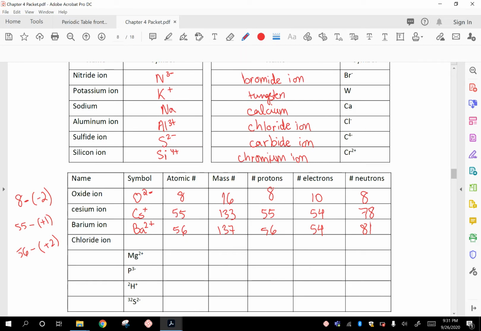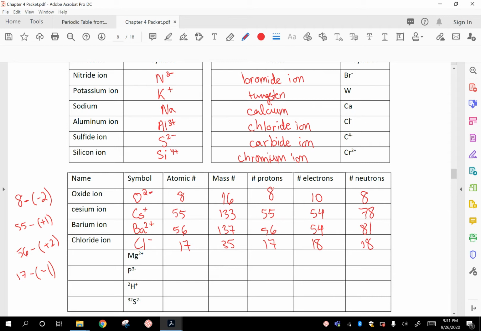Next is chloride ion. So chloride comes from chlorine, which is Cl. It's in group 17, so the charge of it would be -1. Atomic number for chlorine is 17, which tells us automatically there are 17 protons. For the electrons, you take the atomic number, so 17 minus the charge, which is -1, so 17 minus -1 is 18. For the mass number, you check that on the periodic table, and it is 35. So 35 minus 17, that is 18.